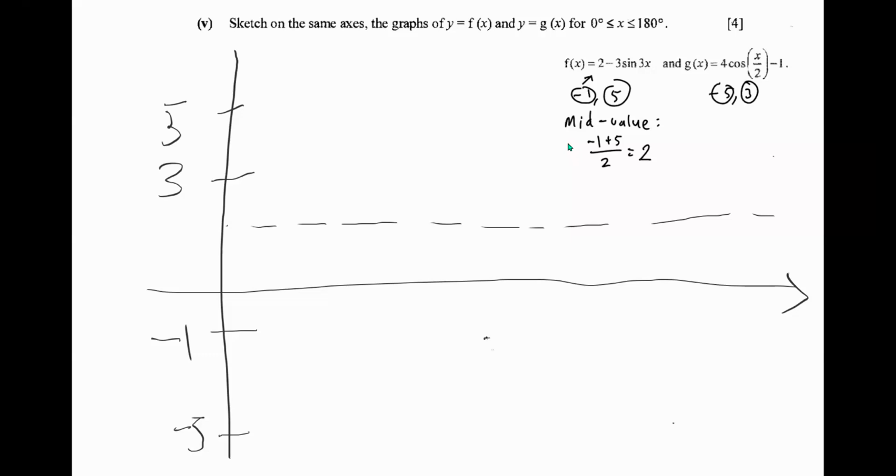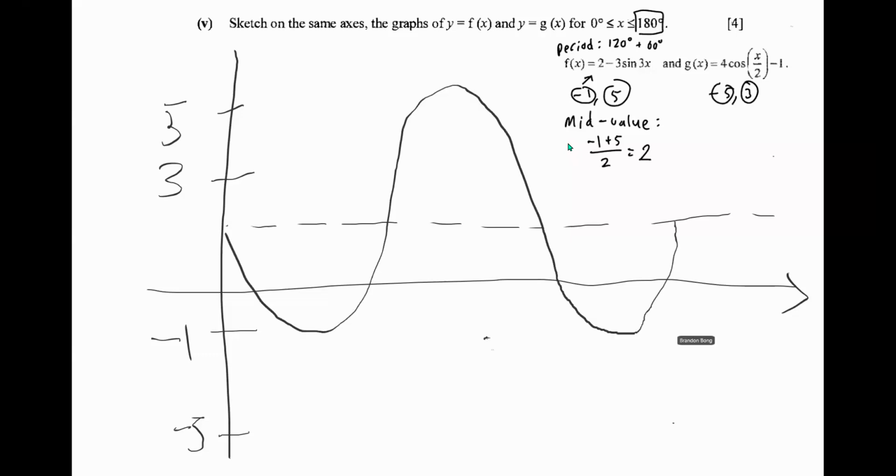Okay, so what was the period again for this guy? We did 360. I mean 120. 120 degrees. So that means that you'll see the full graph in 120 degrees. But they asked for 0 to 180 degrees, which means you have to add another 60 degrees. So 60 degrees is half of that period, 120, right? So that means we'll have half of that graph.